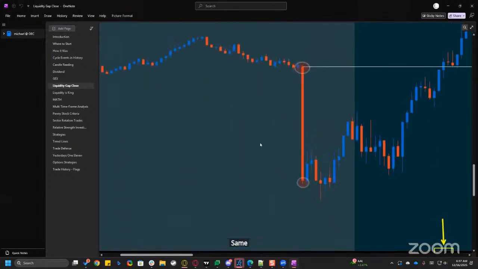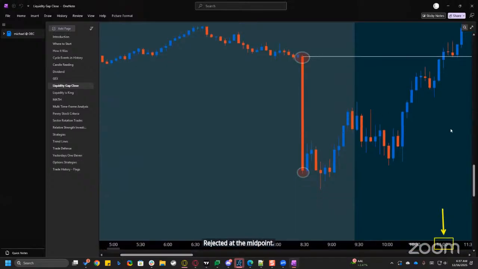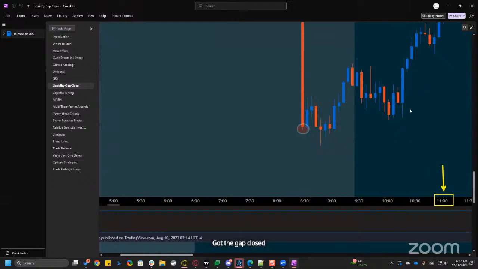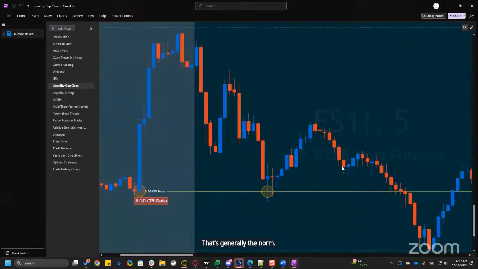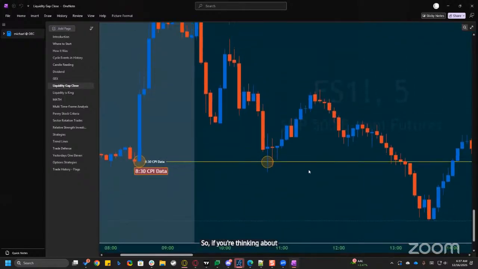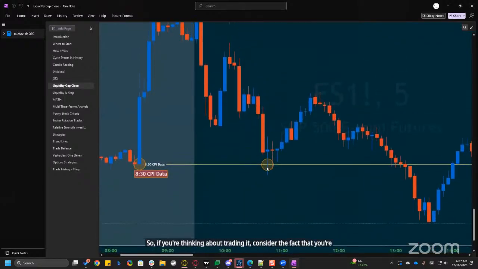Same thing going in the other direction. No wick going the wrong way. Closed in the lower 25%. A little bit of a pause, rejected at the midpoint, got the gap closed before 11 o'clock, around 10:30, 11. That's generally the norm. So if you're thinking about trading it, consider the fact that you're going to be holding on to it until around 10:30 or 11 o'clock.